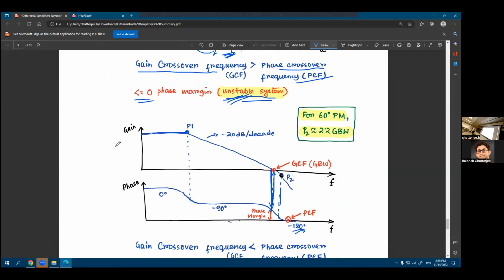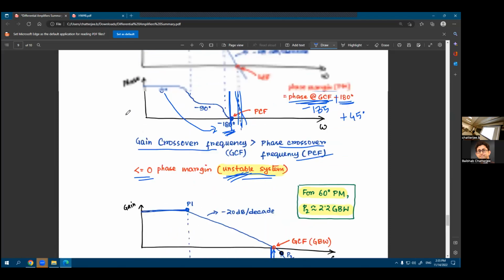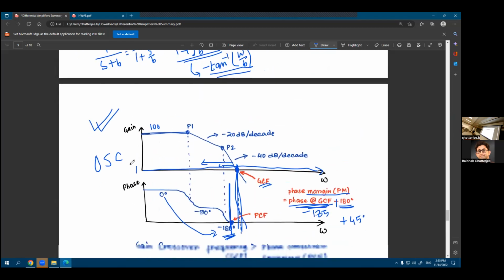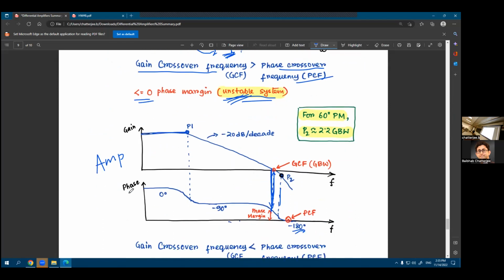The second case, this is where you design an amplifier. This is how your amplifier should look. This is how your oscillator should look. So you see that they are basically the same thing, just that the Bode plot is a little bit different.